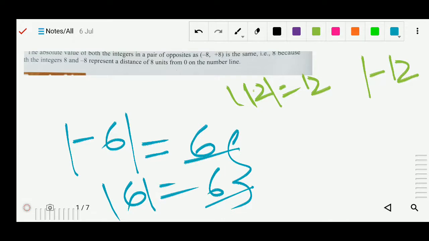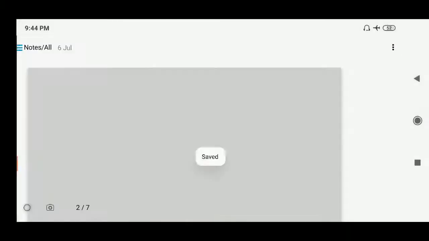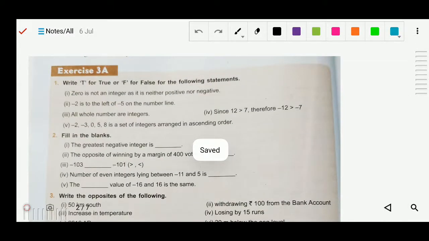Next, now we will solve some questions. The first question, true or false: 0 is not an integer, as it is neither positive nor negative. What should it be? Of course it is false.